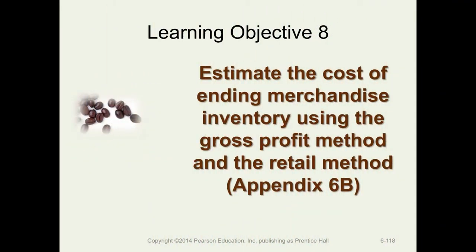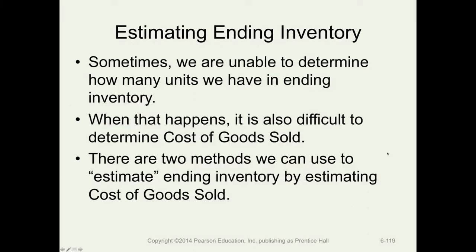Our last learning objective of Chapter 6 will cover the procedures or techniques that we can use to estimate ending inventory. The two methods we're going to cover in Appendix 6B are the gross profit and the retail method. Now, of course, the first question is, why would you need to estimate ending inventory?